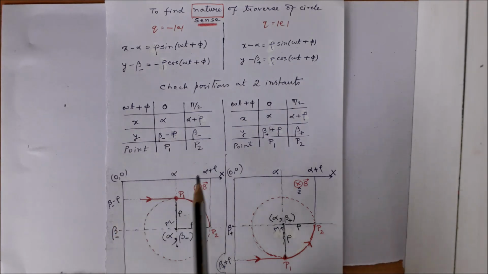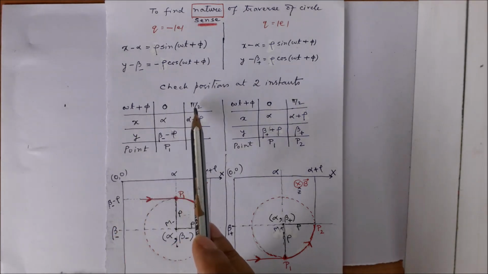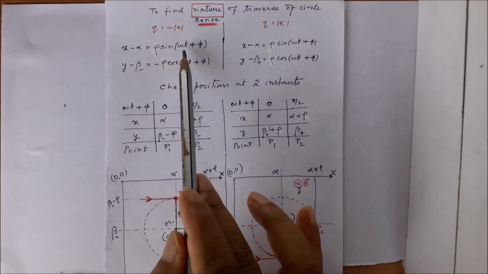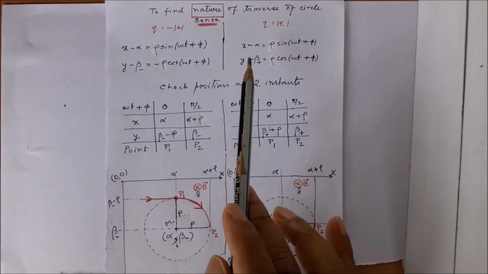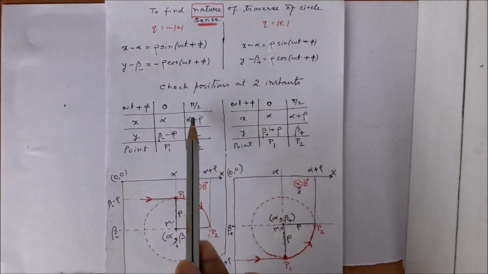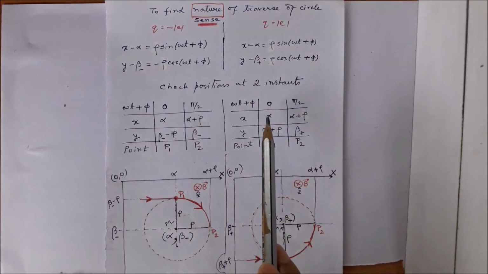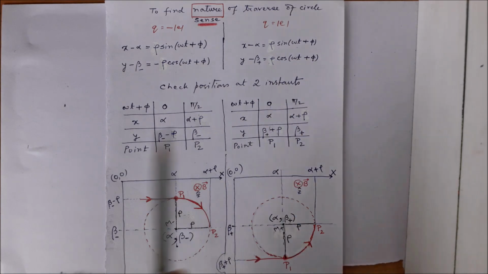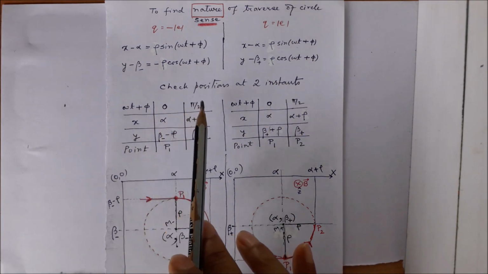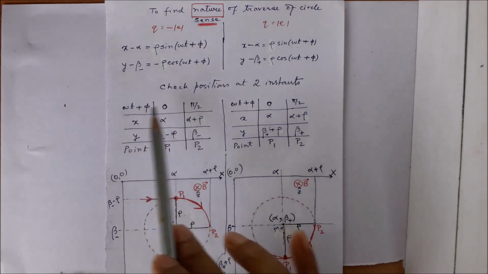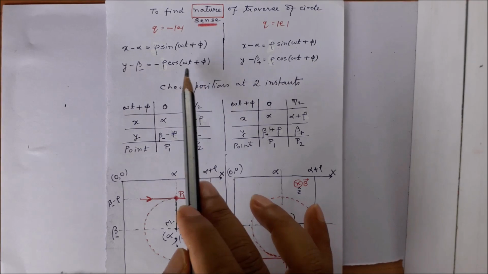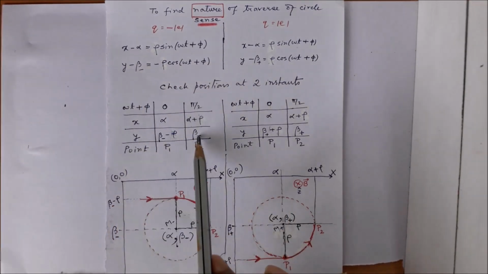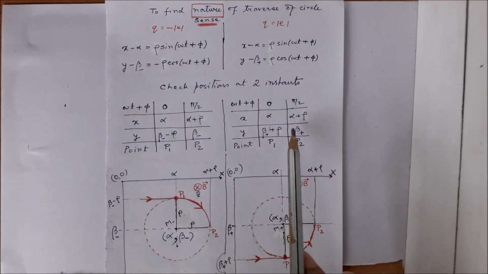Again, at omega t plus phi equal to pi by 2, sine of omega t plus phi is sine pi by 2, which is 1, and so we have x equal to alpha plus rho here and x equal to alpha plus rho here. And at omega t plus phi equal to pi by 2, cos of omega t plus phi is cos pi by 2, which is 0, and therefore y equals beta minus here and y equals beta plus here.